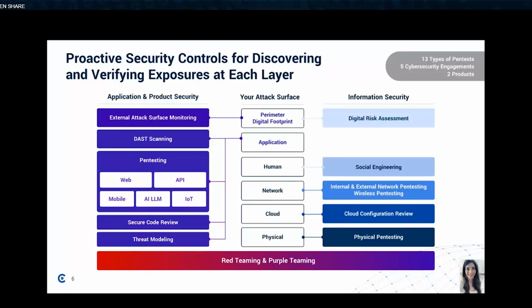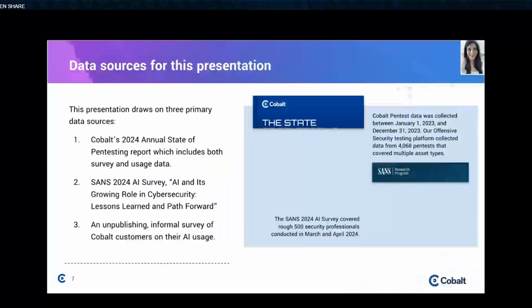All right, enough talking about Cobalt. Let's get into the meat of this and talk about AI. That's the fun stuff, why you all are here.